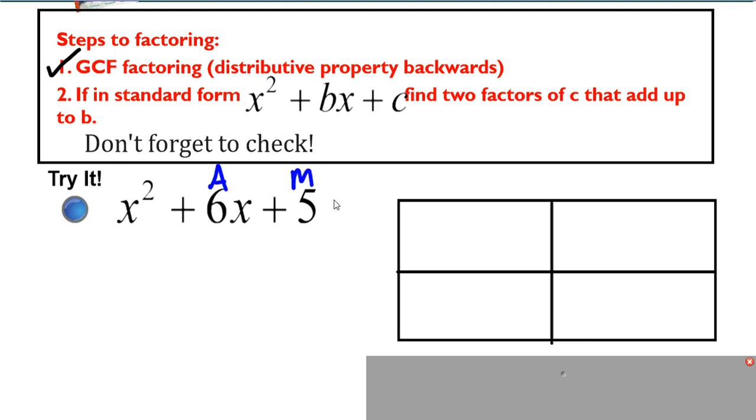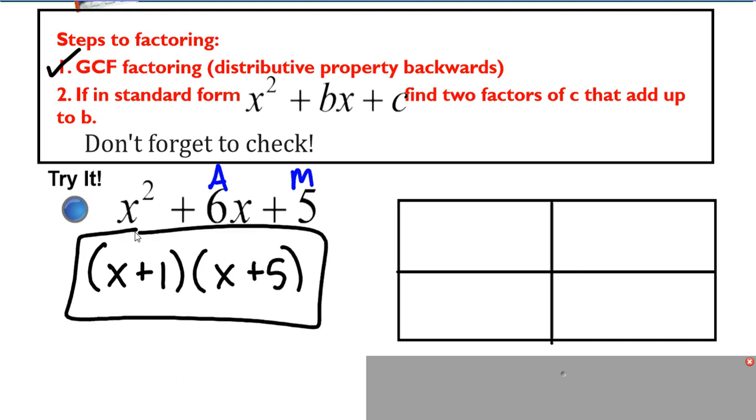They multiply to make a positive and add up to be a positive, so they both have to be positive. And the only numbers I know that multiply to be a positive 5 that are also both positive are x plus 1 and x plus 5. You can write it the other way around if you'd like. You could write x plus 5 first.